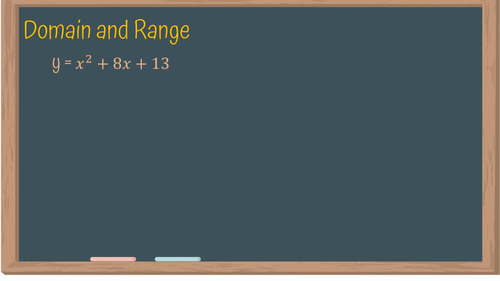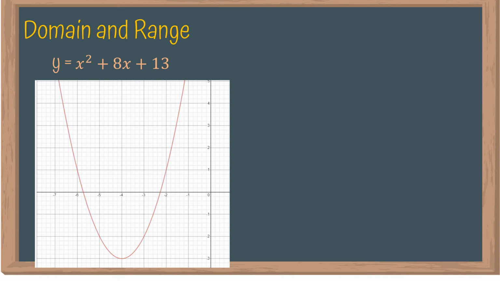Okay, next example, let us have this one. So this is a second degree function, also known as a quadratic function. So we know that the graph of a quadratic function is a parabola. So let's check its graph. So the graph will look like this one.